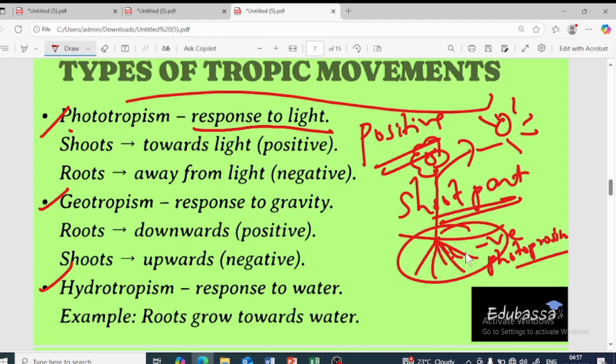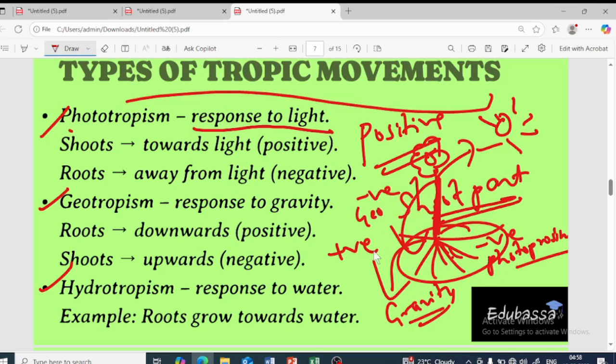Now what about the root? Which tropism does it show? Tropic movements is nothing but tropism. So now tell me, what about the roots? Roots always move towards gravity. They always move towards the earth. So it shows what tropism? Geotropism. It shows positive geotropism and negative phototropism. It doesn't show phototropism, hence negative phototropism. Whereas the shoot part shows positive phototropism, but it does not bend towards earth, right? So hence it shows negative geotropism. Which one? Shoot part. Clear?